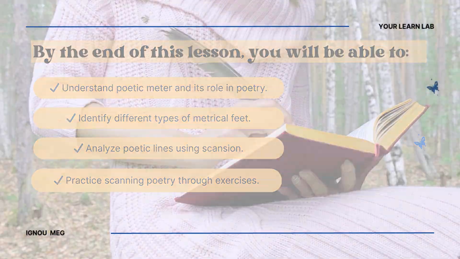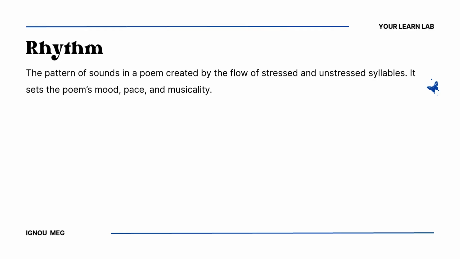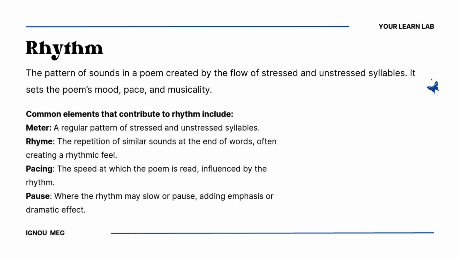Let's begin by talking about rhythm in poetry. Rhythm is the musical quality in poetry. It comes from how syllables are arranged, creating a beat or a flow that gives the poem emotion, mood and energy. It's kind of like the pulse of a poem, and it can completely change how a poem feels when you read it out loud.